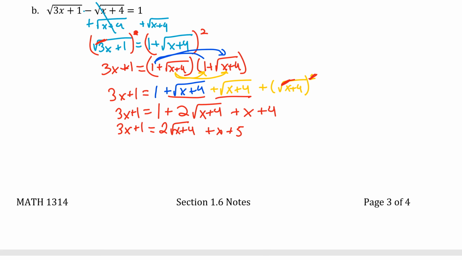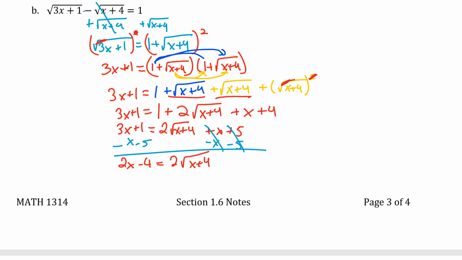Okay, I've got a radical still left in my equation. So I'm going to try to isolate it, get it by itself. So I'm going to subtract an x from both sides, and I'm going to subtract a 5 from both sides. That way these cancel. And so 3x minus x gives me a 2x. A 1 minus a 5 gives me a negative 4 is equal to 2 square root of x plus 4.